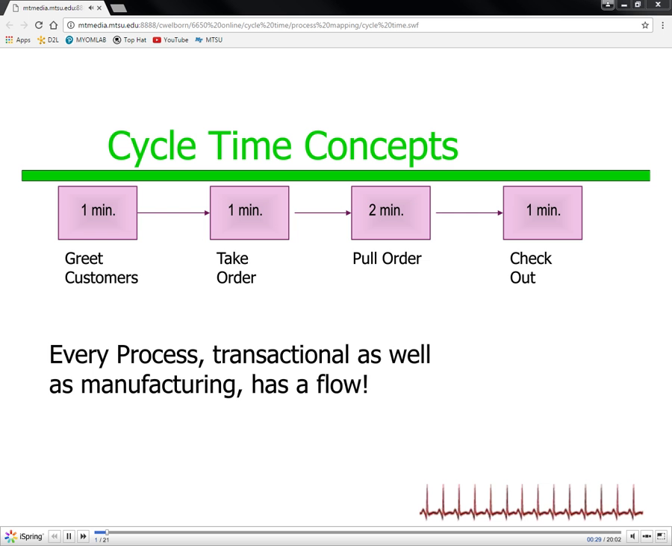There's a certain set of sequences that has to happen. Those steps, something has to come first, something has to come second. And when we start thinking about cycle time, it's to get down to a little bit more detail of how long each of those steps actually takes to complete.